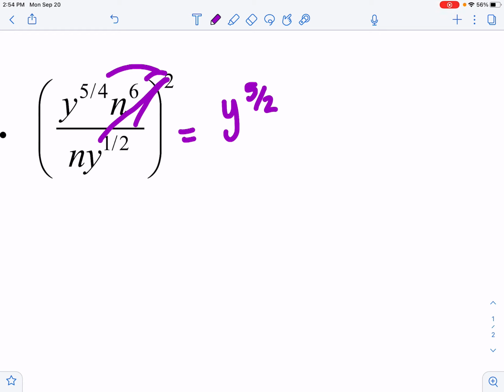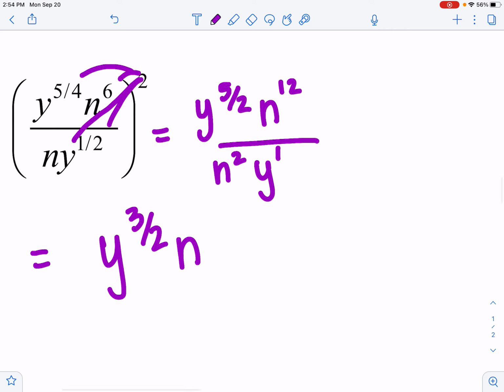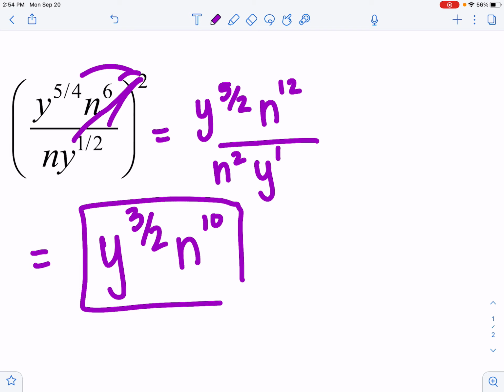N to the 6th squared, power to a power you multiply. And then I can simplify. 5/2 minus 2/2 is 3/2. N to the 12th divided by n squared is n to the 10th, all in the numerator.